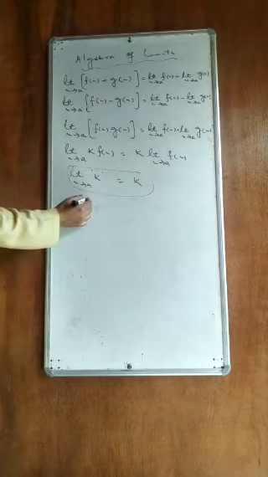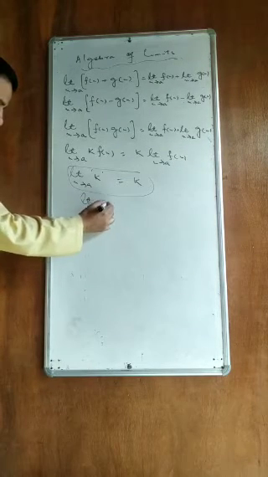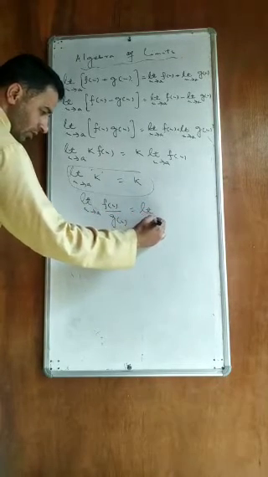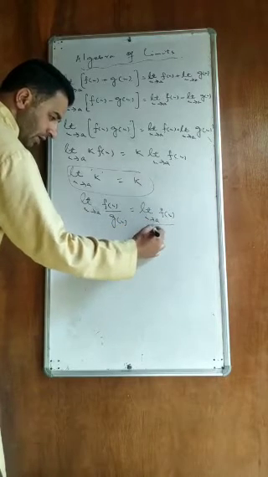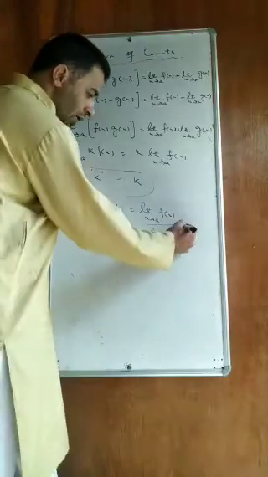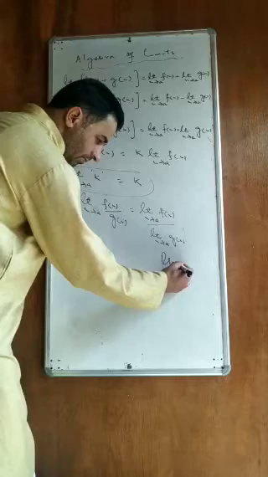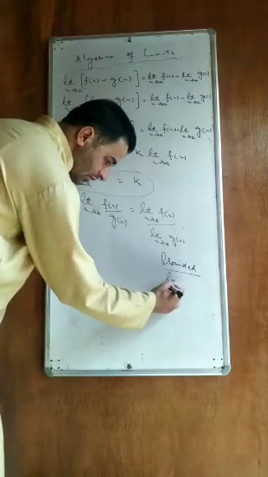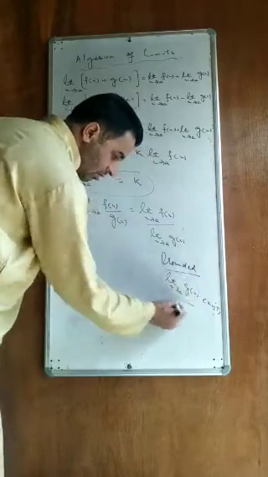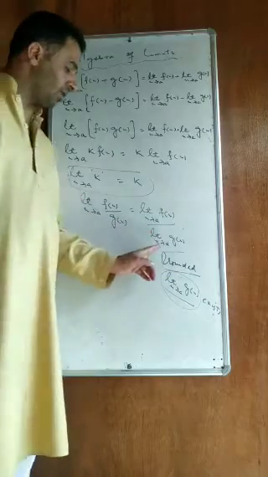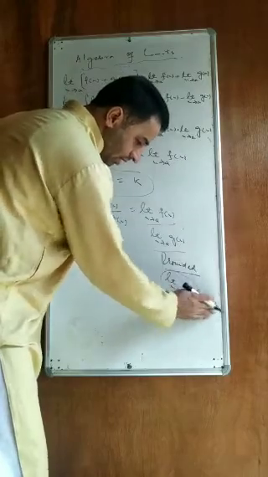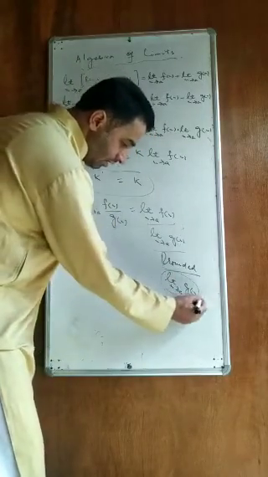ठीक है. So there's one more, which is very important, limit x tends to a f of x divided by g of x is equal to limit x tends to a f of x divided by limit x tends to a g of x. But provided this limit x tends to a g of x exists. If it exists at a, it should not be undefined, but provided it is non-zero.